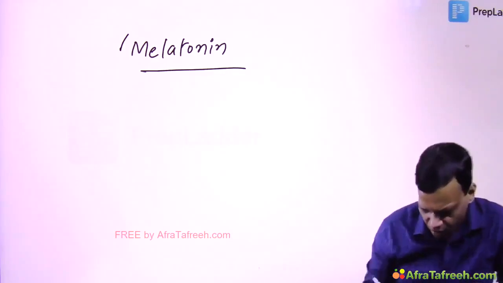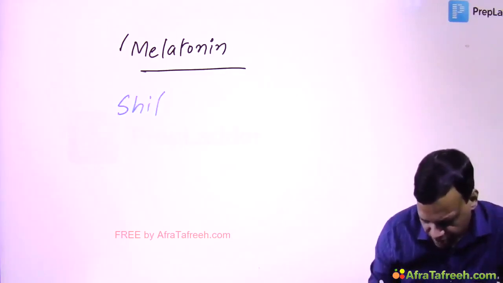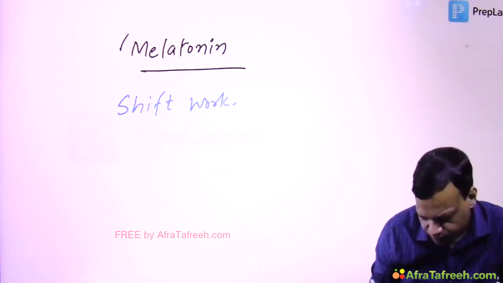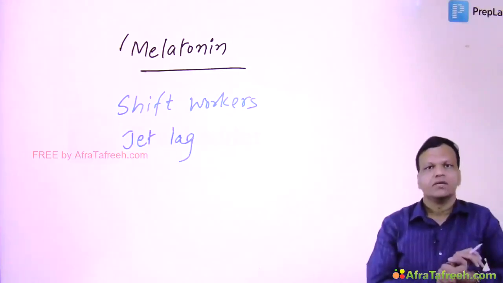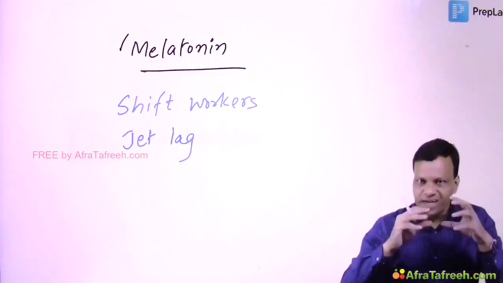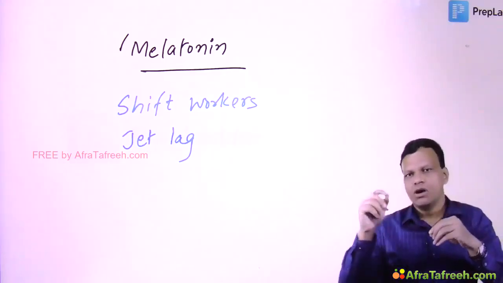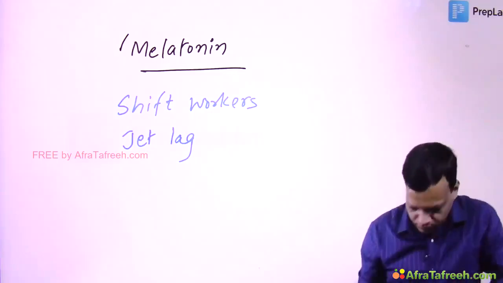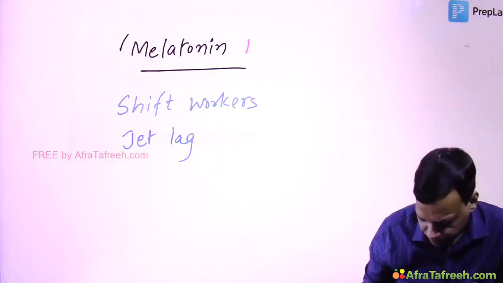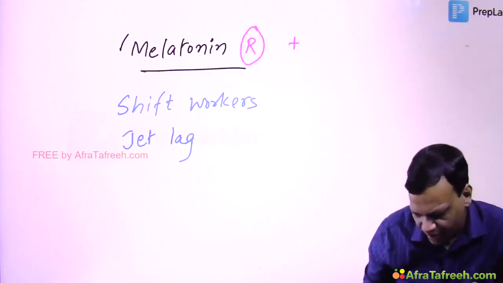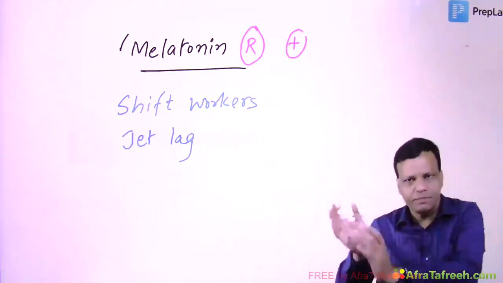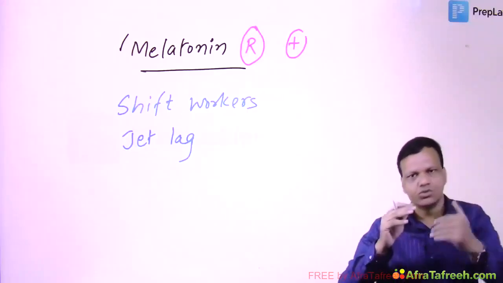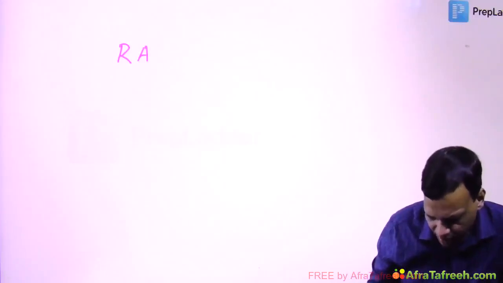The conditions are shift workers, the first condition, where there are shifting working hour duties, and second, jet lag phenomenon. In these conditions, we want to stimulate the melatonin receptors when we want the person to sleep. So we have developed a drug called melatonin receptor agonist. If we stimulate the melatonin receptors, the person will sleep when we want. So the person can adjust to the new schedule. And that melatonin receptor agonist is Ramelteon.